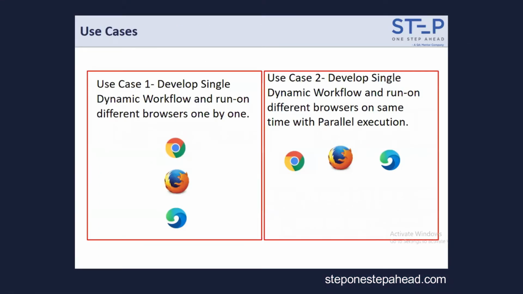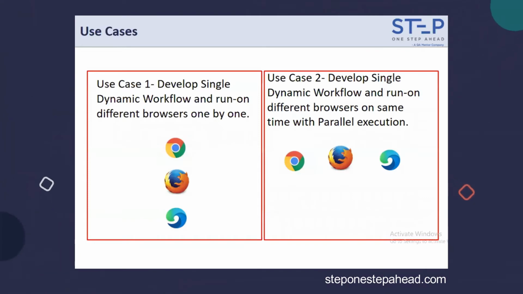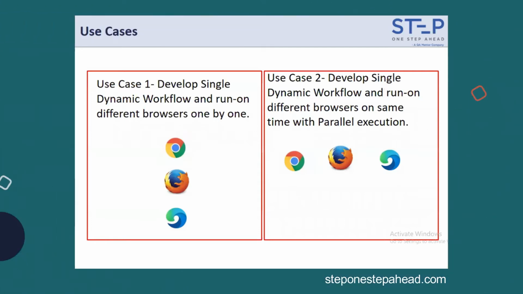To check both cross-browser testing and parallel execution, we will see how to implement them using these two use cases. First is use case 1: develop a single dynamic workflow and run it on Chrome, Firefox or Edge. And the second one is using a dynamic workflow, we can run three browsers in parallel at a time.